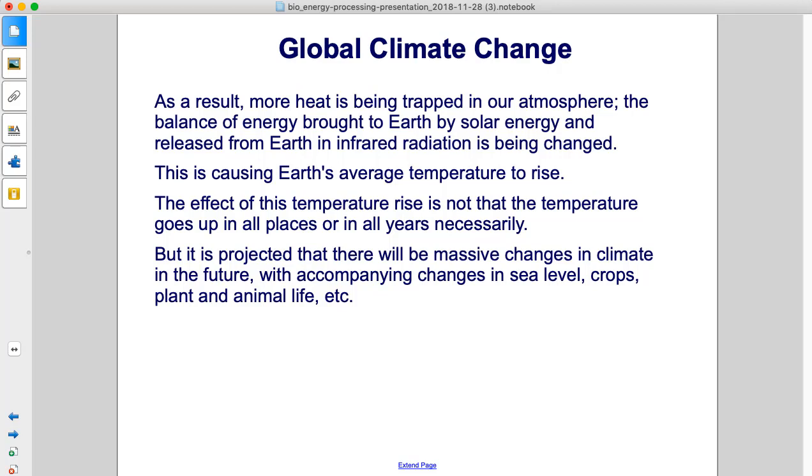The effect of this temperature rise is not that the temperature goes up in all places or in all years necessarily, but it is projected that there will be massive changes in climate in the future, with accompanying changes in sea level, crops, plant and animal life, etc.